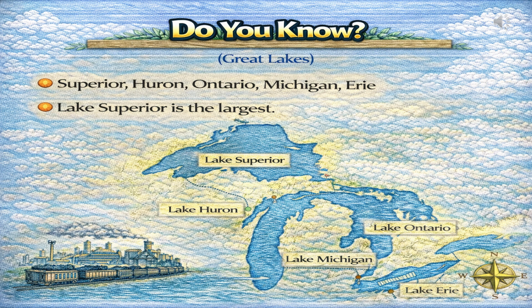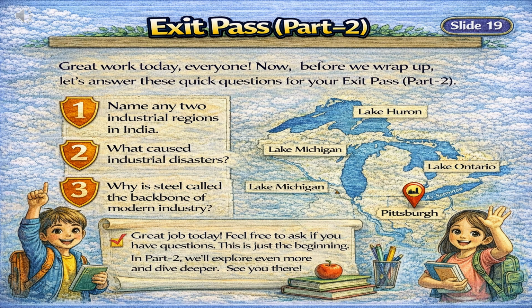Now we have reached the final slide, our quick revision check. Great job, everyone. Now before we end, let's check what you understood today. Answer quickly. 1. Name any 2 industrial regions in India. 2. What caused industrial disasters? 3. Why is steel called the backbone of modern industry? Write your answers in the comment box.